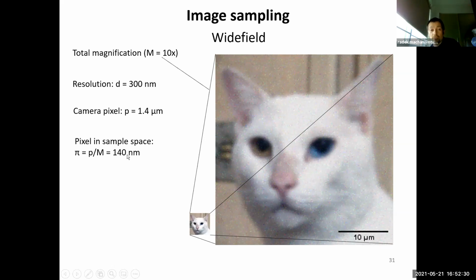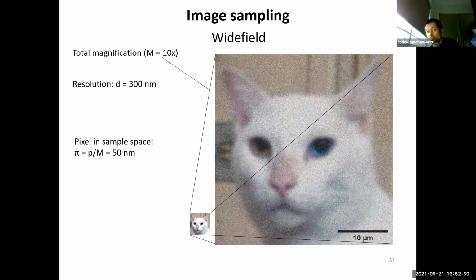I should have the size of the pixel in the sample space smaller than 1/2 of the resolution, so that I don't lose any detail. What if I take a camera with even smaller pixels? Would I gain anything? Of course not, because I've been already limited by the resolution of the objective.